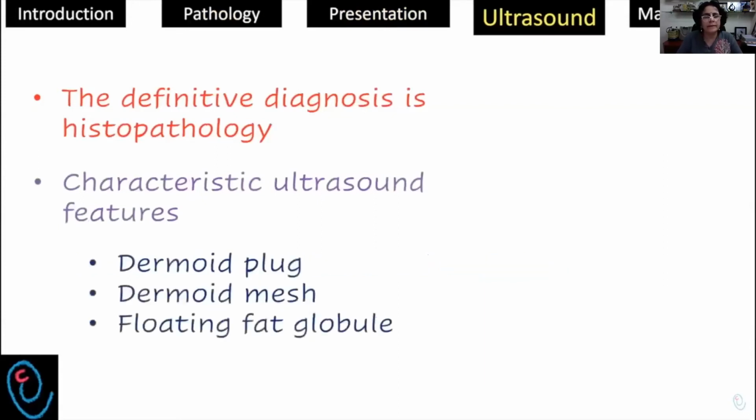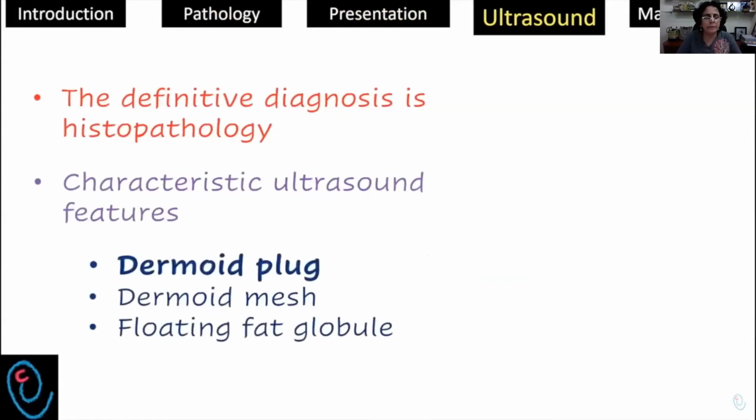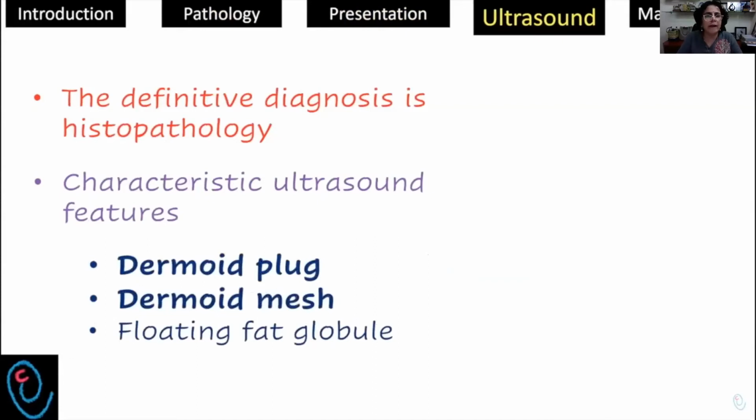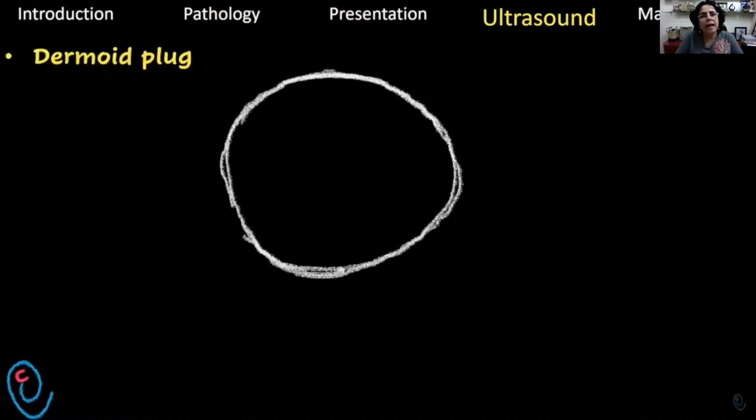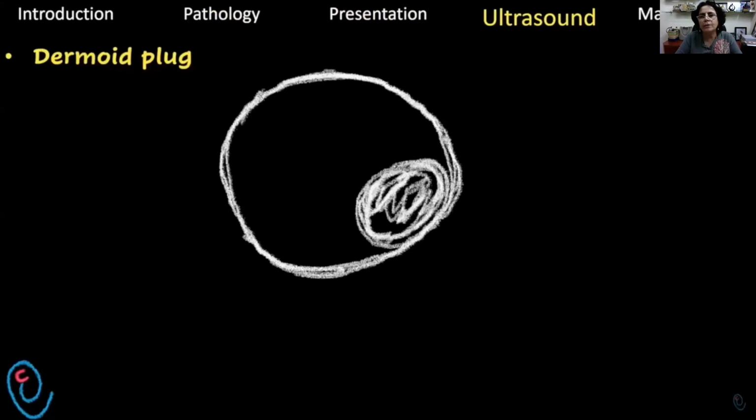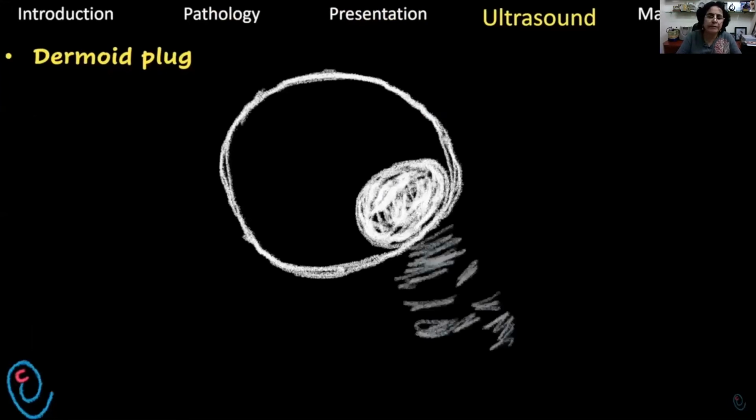There are three characteristics. Number one is the dermoid plug. Number two is the dermoid mesh. And number three is floating fat globules. The dermoid plug is basically a hyperechogenic nodule inside the cyst, because of the hair, tooth, and sebaceous material, with no blood flow inside the nodule. It is associated with a distal hypoechoic area known as acoustic shadows.